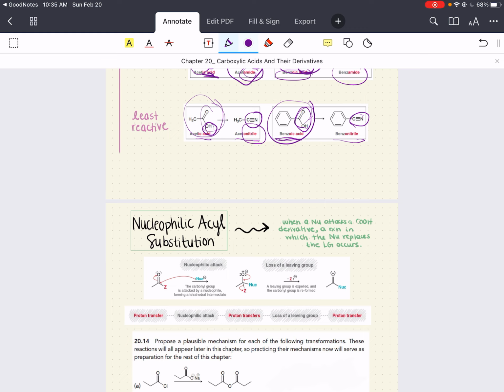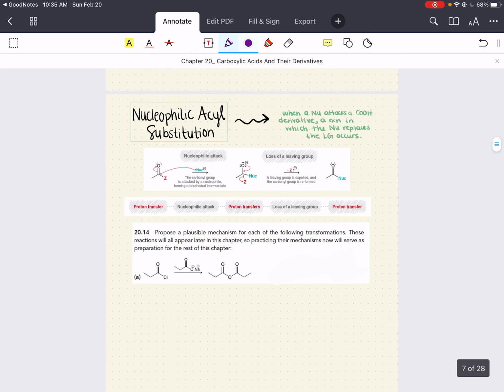Now, the reactivity of carboxylic acid derivatives is pretty similar to the reactivity of aldehydes and ketones in a number of ways. In both classes, the carbonyl group is electrophilic. The carbon of the carbonyl group is electrophilic, and it's going to be subject to attack by a nucleophile. In both cases, the same rules and principles govern the proton transfers that accompany the reactions, and we're going to see that soon.